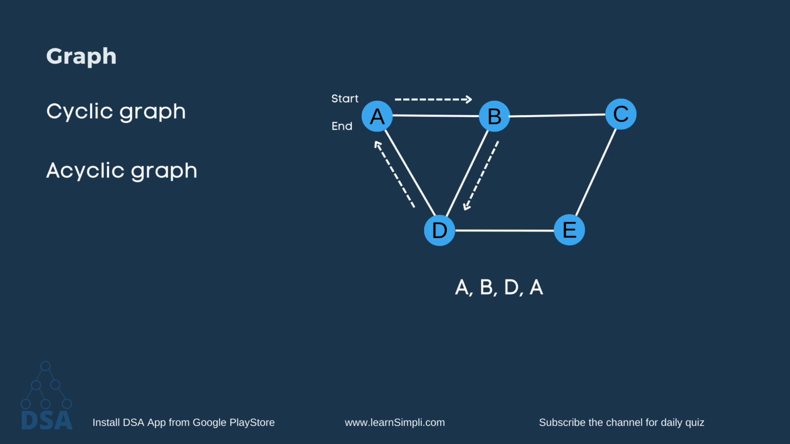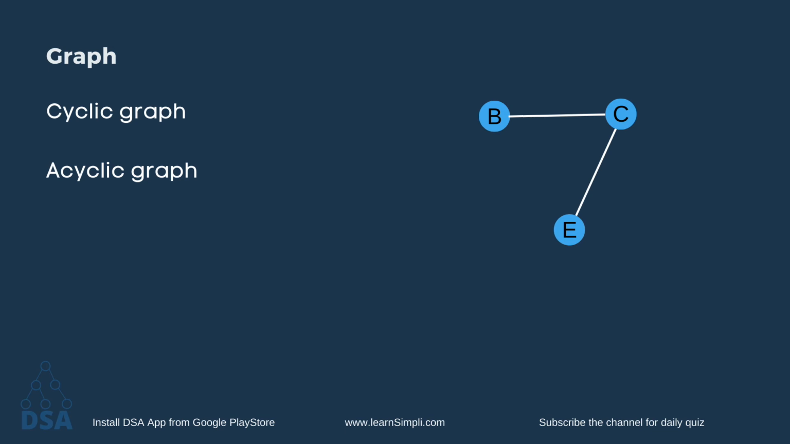Say for example, if I consider the path ABDA, we can see that the path is started from A and ends at A. As graph is having cycle, so it is called cyclic graph. Tree is also a graph which has no cycle. This is the acyclic graph.